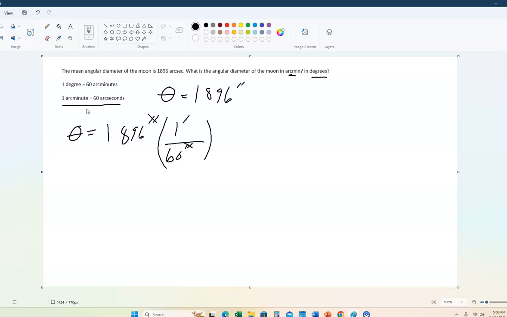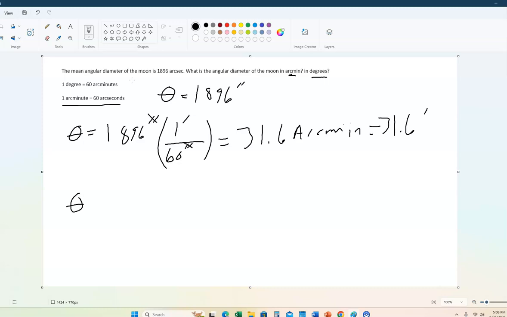So this turns out to be 31.6. And again, you can write it like this: arc minutes, or you could write 31.6 with a single hash mark. It means the same thing. All right, let's do the second part.